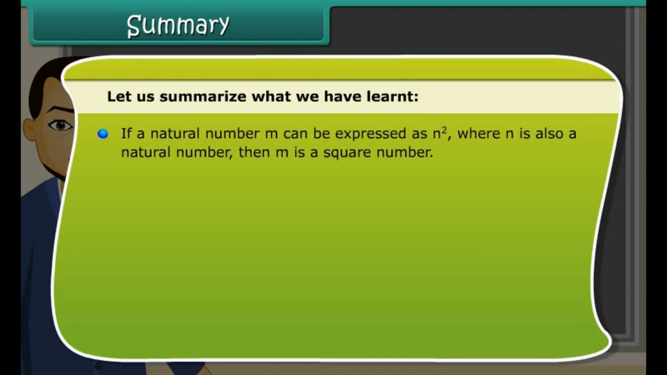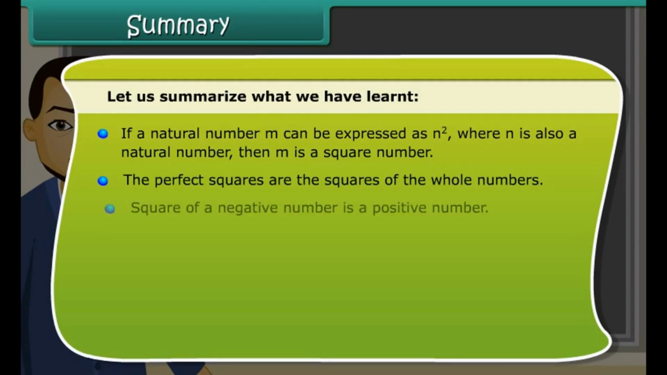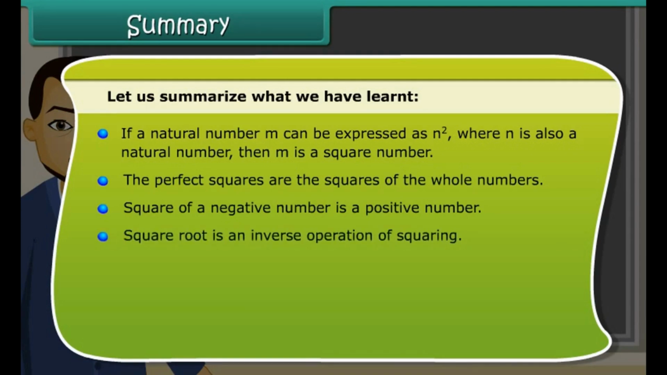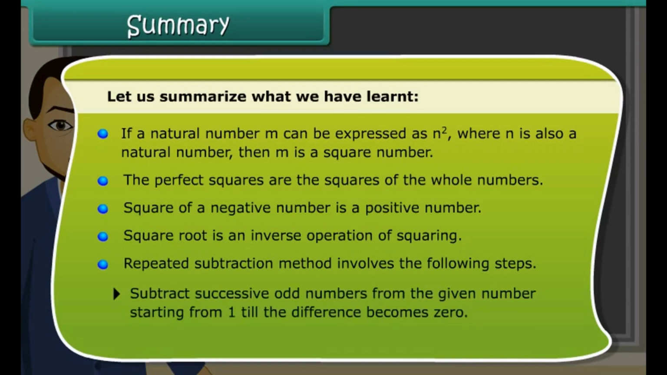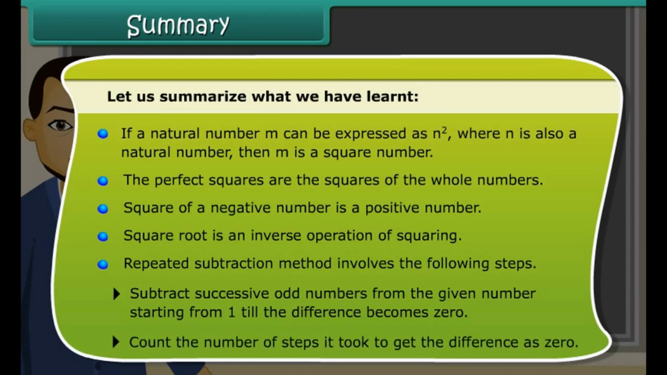If a natural number m can be expressed as n square, where n is also a natural number, then m is a square number. The perfect squares are the squares of the whole numbers. Square of a negative number is a positive number. Square root is an inverse operation of squaring. Repeated subtraction method involves the following steps. Subtract successive odd numbers from the given number starting from 1 till the difference becomes 0. Count the number of steps it took to get the difference as 0.